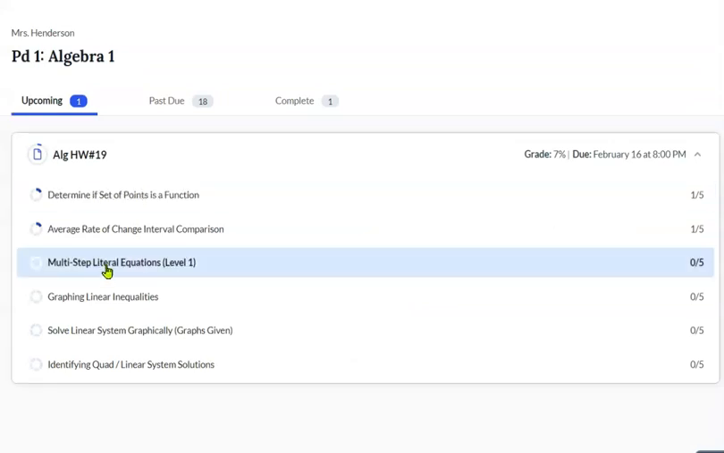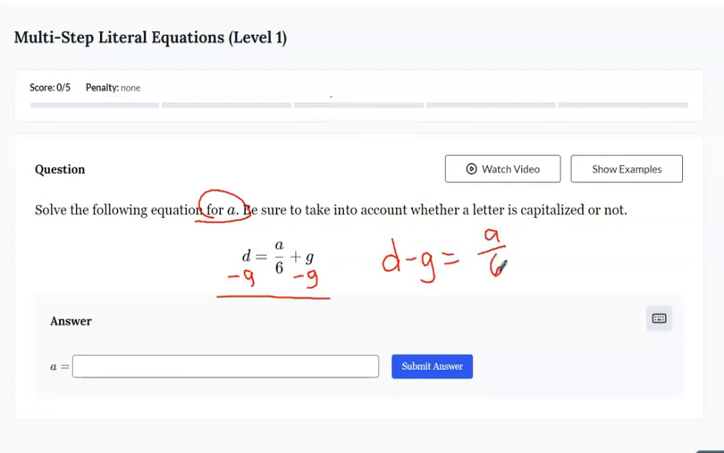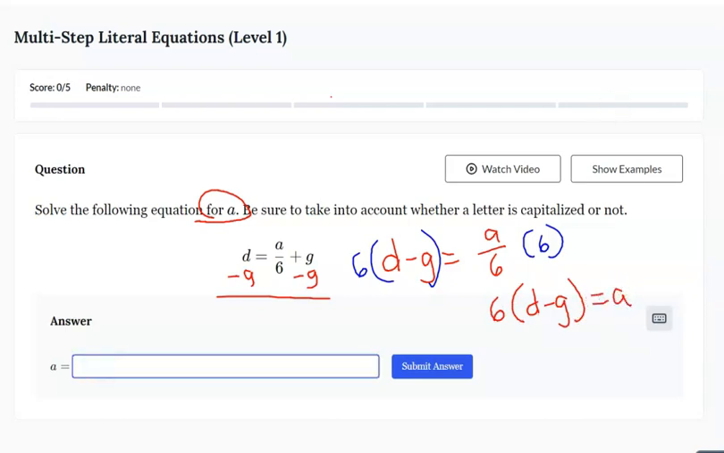Okay, let's take a look at the third section. Solving for a specified variable here. So I want to solve for a, which means I want to isolate the a value. So first, I'm going to subtract g from both sides, giving me d minus g equals a divided by 6. And then I'm going to multiply both sides by 6, the entire side by 6. And that will leave me with 6 times the quantity d minus g is equal to a. And that's what I'm going to type in the answer field. 6 parentheses d minus g, and we'll submit.